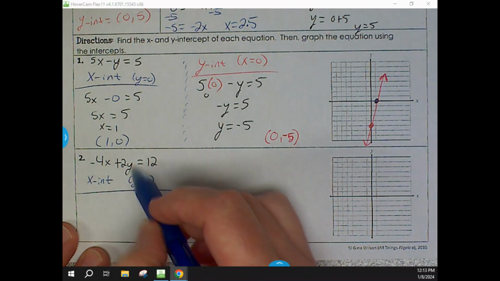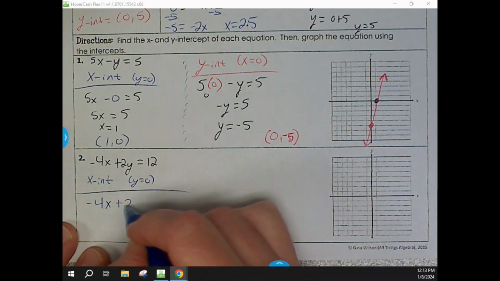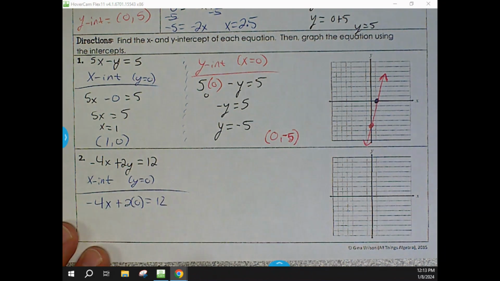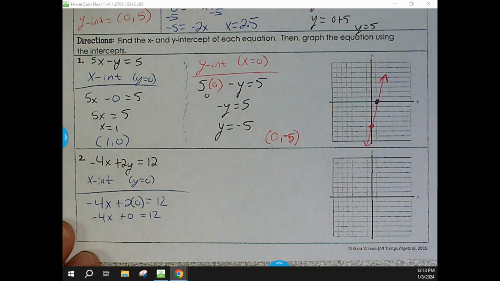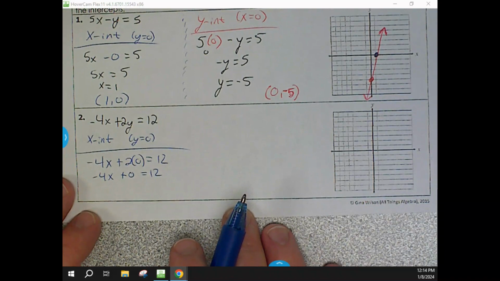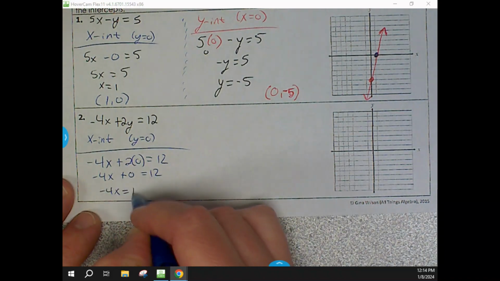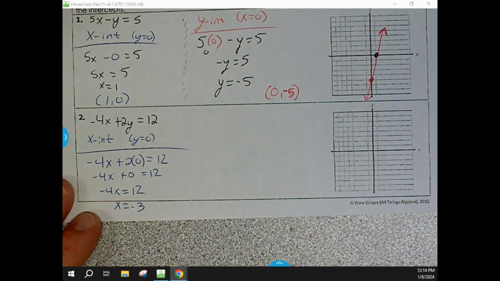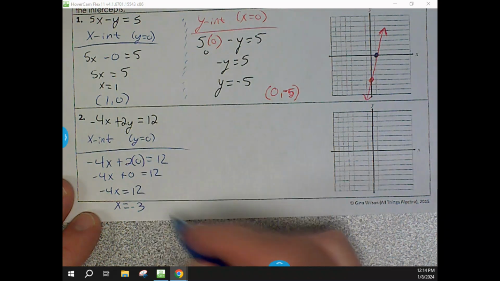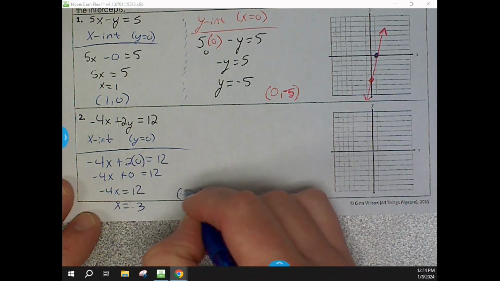Okay, so again, plug in 0 for y. That makes it negative 4x plus 2 times 0 equals 12. But again, if you do 2 times 0, that's just 0. So that'll leave you with negative 4x equals 12. So when we divide those two out, we get x equals negative 3. Okay, and again, they're probably going to ask for that as an ordered pair. So again, x is first, y second, so that's negative 3, 0.